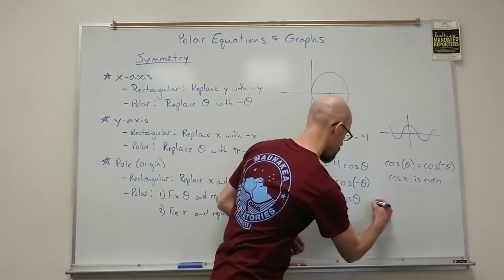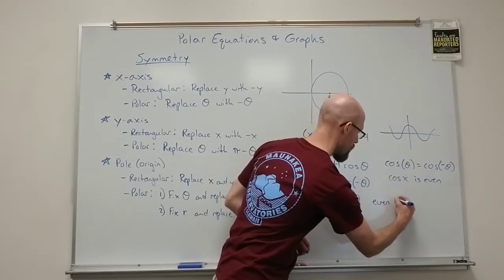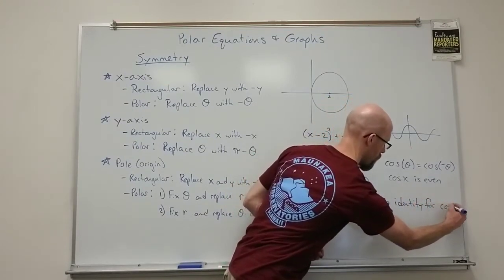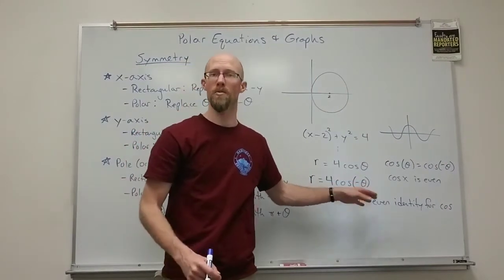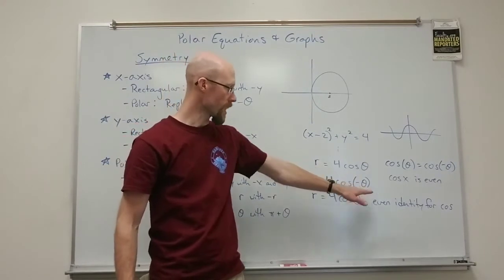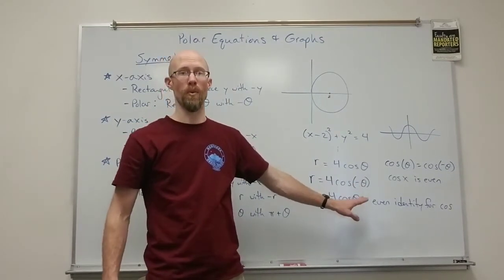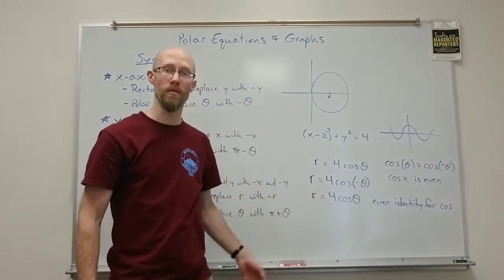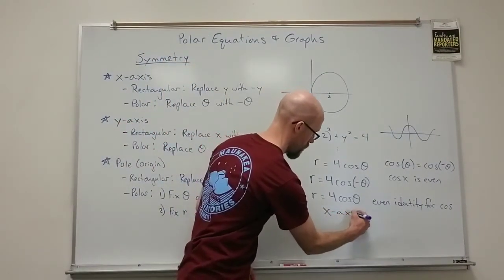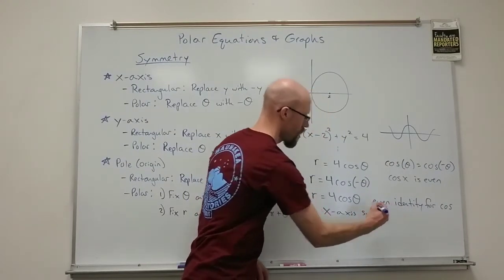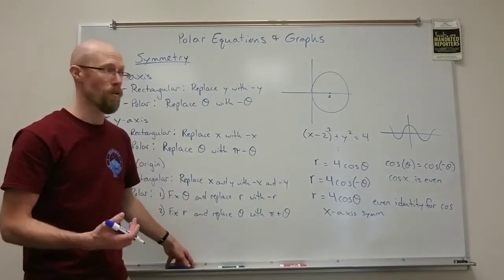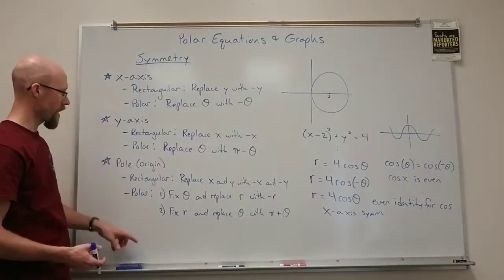So by the even identity for cosine, we're able to show that the equation with the negative theta is exactly the same as the equation with the theta in it, and so therefore we have x-axis symmetry. And of course, if I tried to repeat this process with any of the other symmetries, it will not work out.